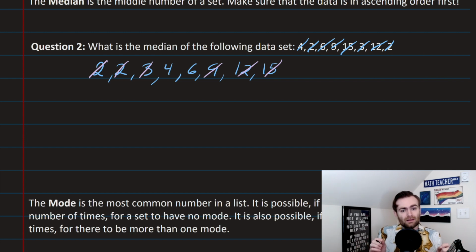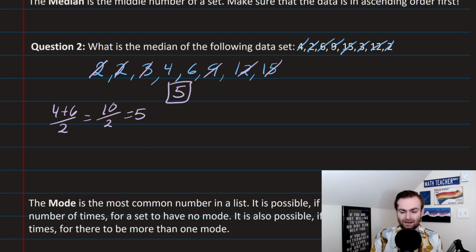If you end up with one number left over, if you have an odd set, then the actual number left over would be your median. But if you have 2 numbers left over, if you have an even number of numbers like the set we have here, you find the mean of those 2 numbers. 4 plus 6 divided by 2. 4 plus 6 is 10, divided by 2 is 5. So the median here is 5.